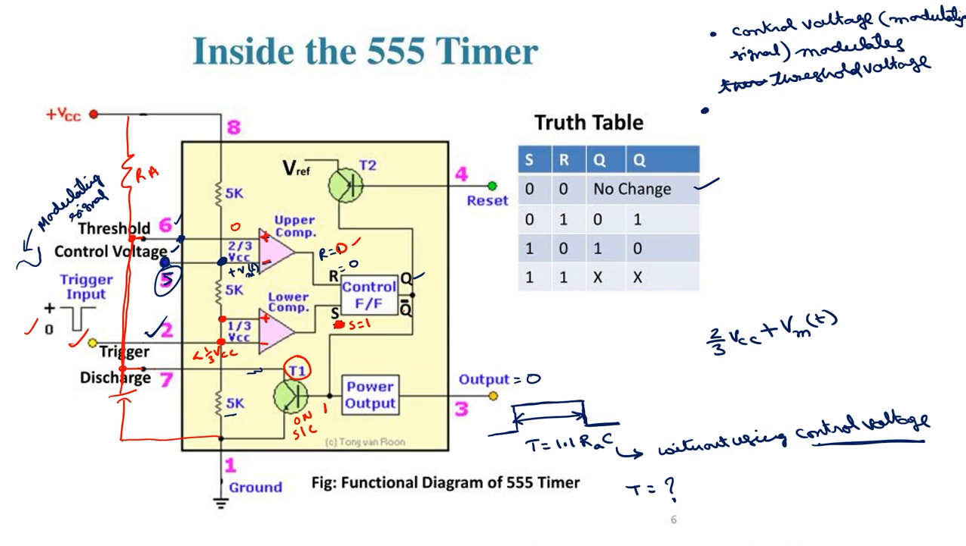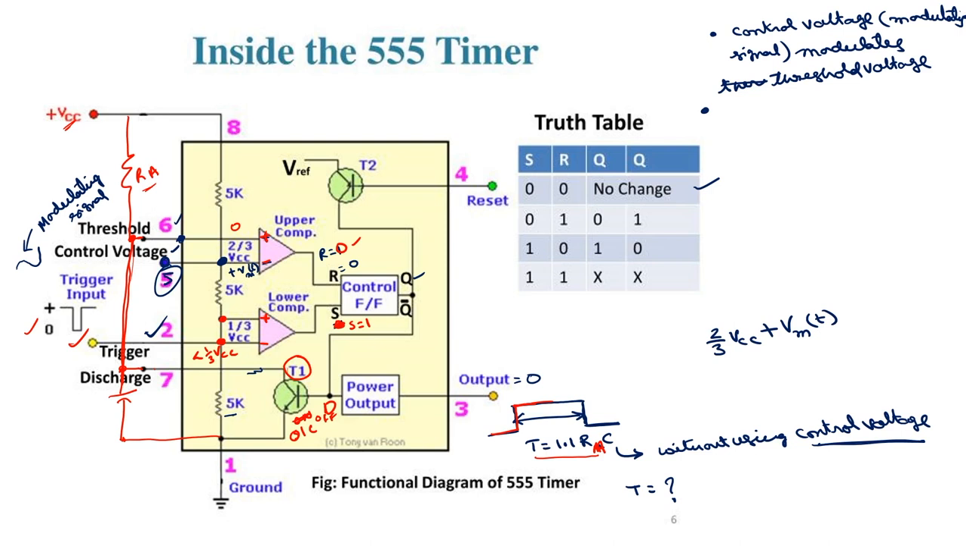So this Q bar becomes 0. So this will be instead of on, now will be off, instead of short circuit, open circuit. So across this capacitor, open circuit means this short circuit was released. Now the capacitor charges through this RA towards VCC. And what happens to output? Output goes to the high. And how long it will stay in a high state is given by TA is equal to 1.1 times RA times C.